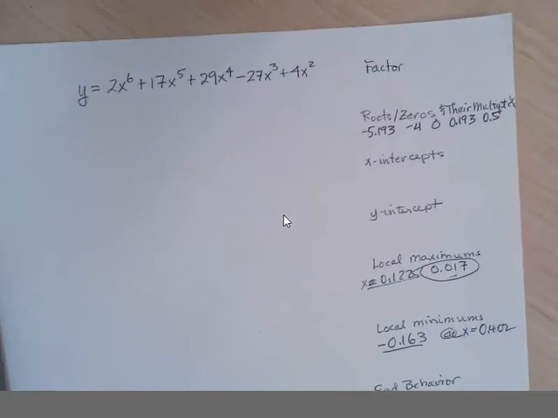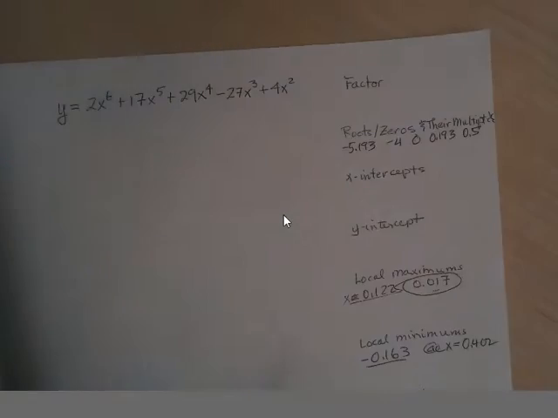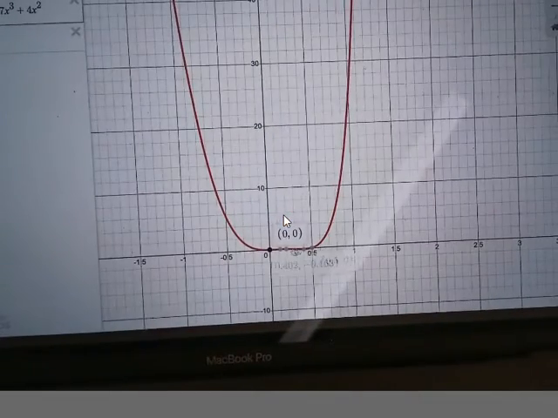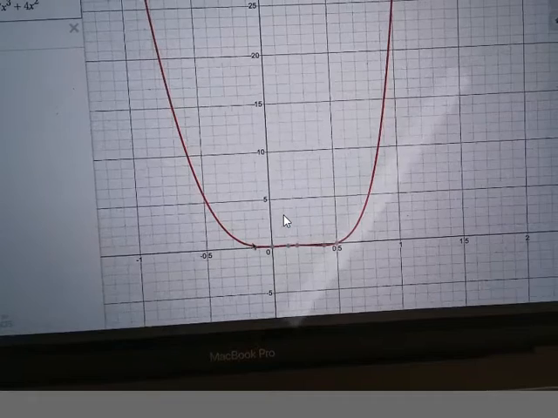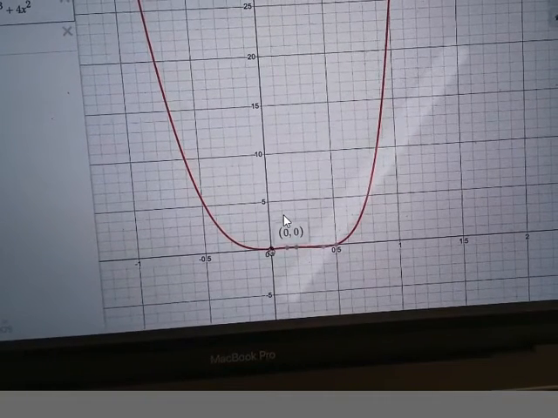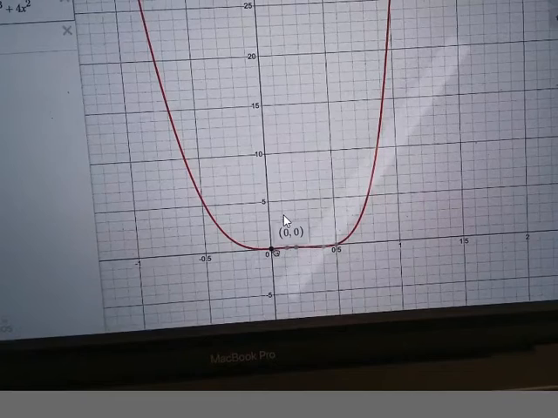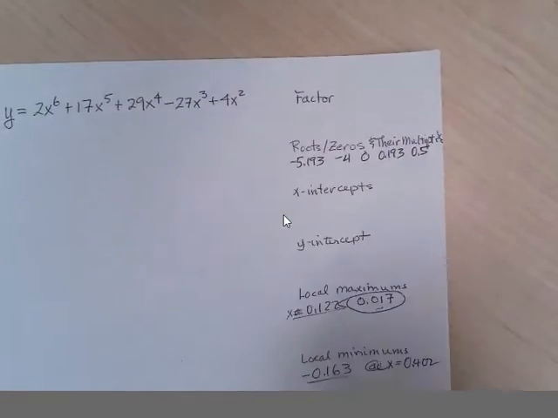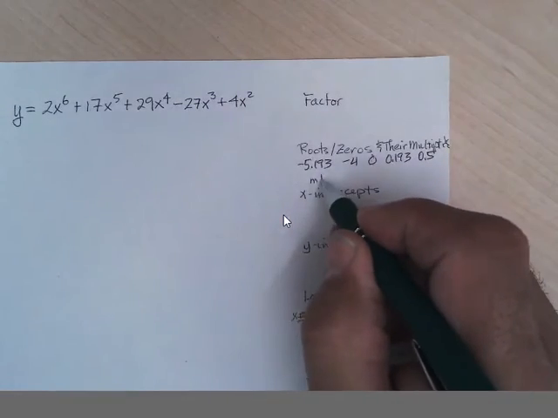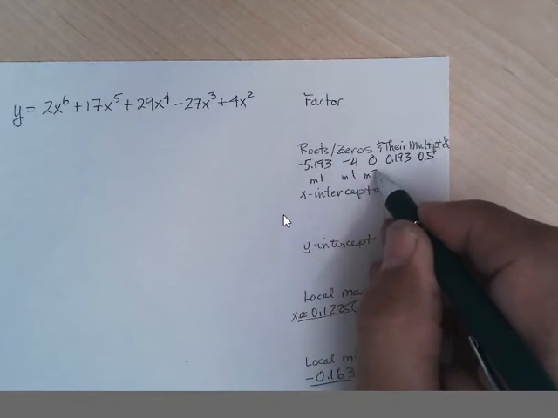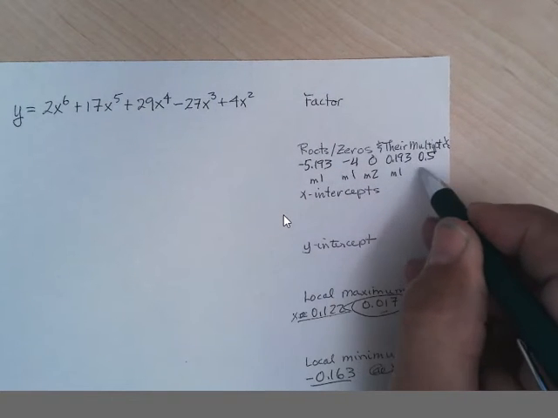Now, the degree tells me that there should be 6 roots. 1, 2, 3, 4, 5. But if I look carefully at this, it does a bounce here. It comes down and then it goes back up. So it's a bounce at 0. So that's a double root. If I'm doing multiplicity, this has a multiplicity of 1, this one has a multiplicity of 1, this one has a multiplicity of 2, and this one and this one each have a multiplicity of 1.